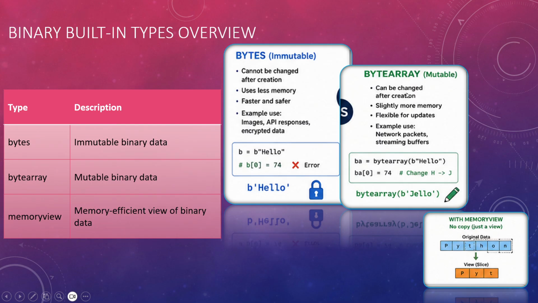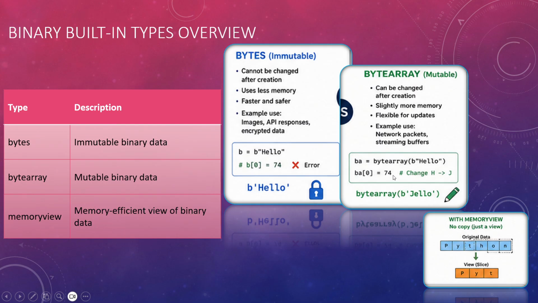So bytearray, it can change after creation. Okay, you can edit it, but it uses slightly more memory, and is flexible for updates. What is the example? Streaming buffers, network packets, all those places we use these. Okay, and how does it work? If you see ba, open close square bracket 0, if I say 74, this 74 is actually the Unicode value in decimal format.